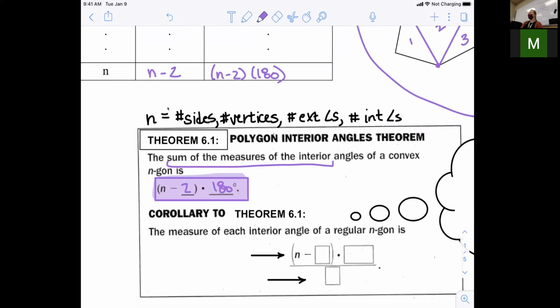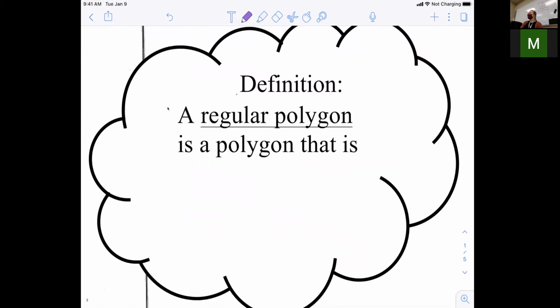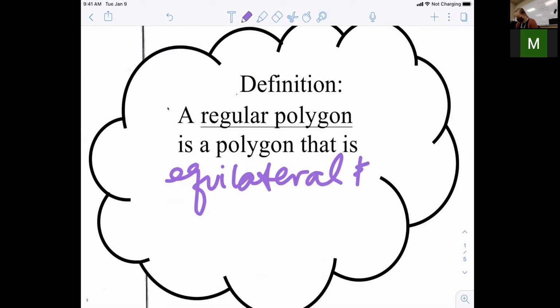Now, this is the sum. How do I find the measure of one individual angle? Let me go back. Let me explain one word. I use this word regular. Have I used that word before with you guys? Regular? A regular polygon, a regular triangle? No. We know regular to be just like a normal thing, right? In terms of math, regular means that all the sides are congruent and all the angles are congruent. Basically, it's equilateral and equiangular.